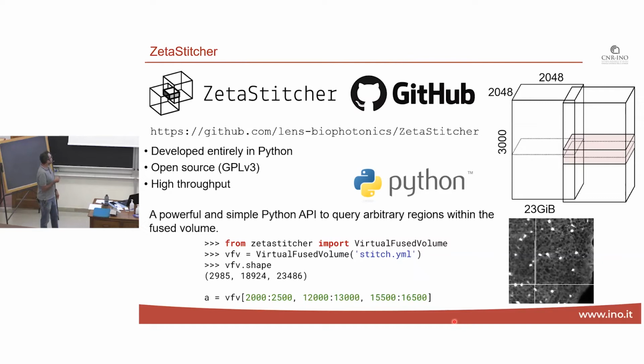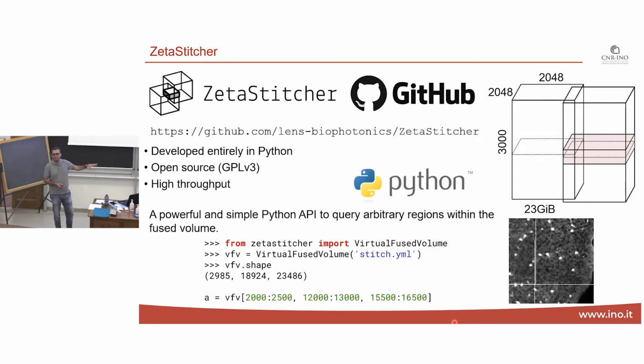We have developed this API that allows me to access arbitrary portions of the virtual tomography without actually having to produce the tomography. Otherwise, I would have to produce, starting from a data set that is 4 terabytes, but divided in tiles. If I were to produce the tomography, I would create another 4 terabytes of data. So instead, we use a virtual approach.